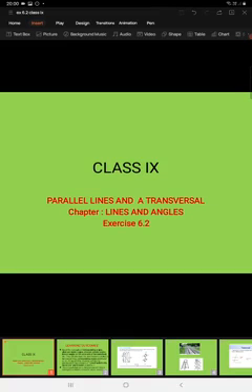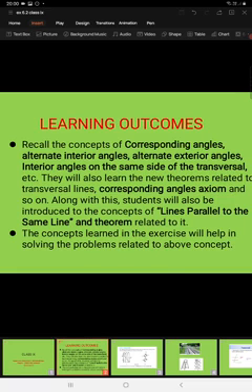In today's video, we shall discuss the topic of class 9th, parallel lines and transversal. It is from chapter number 6, lines and angles, and after that we will be able to do the exercise 6.2. So first of all, we will discuss the learning outcomes, that after the completion of this topic we will be able to recall the concepts of corresponding angles, alternate interior angles, alternate exterior angles, and interior angles on the same side of transversal.